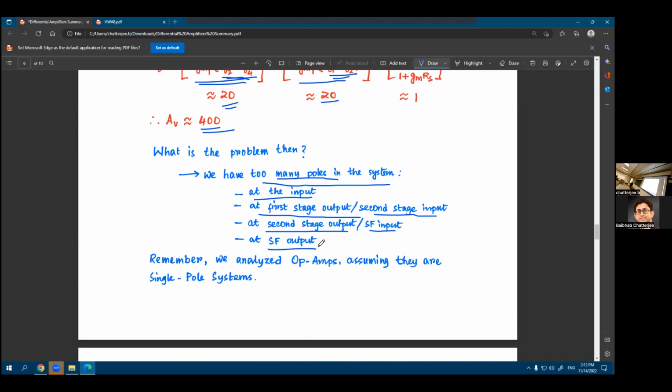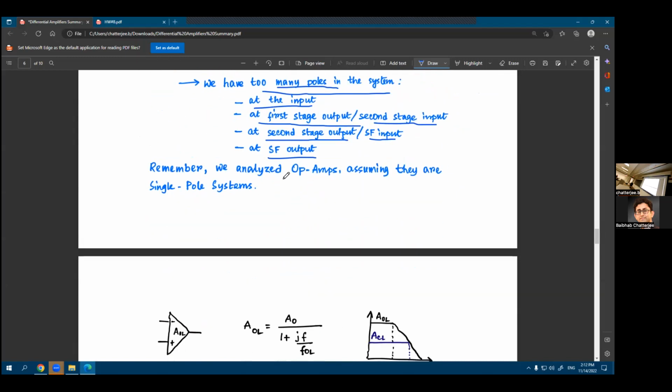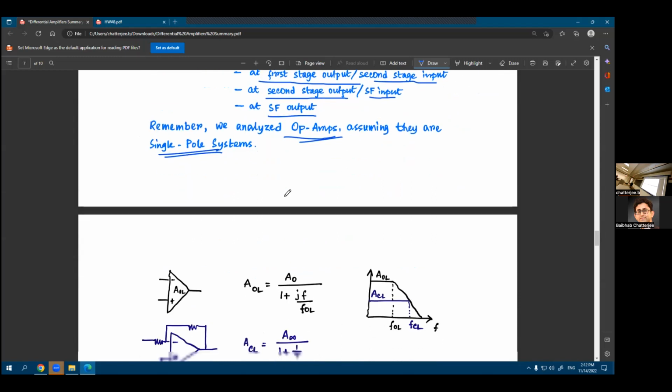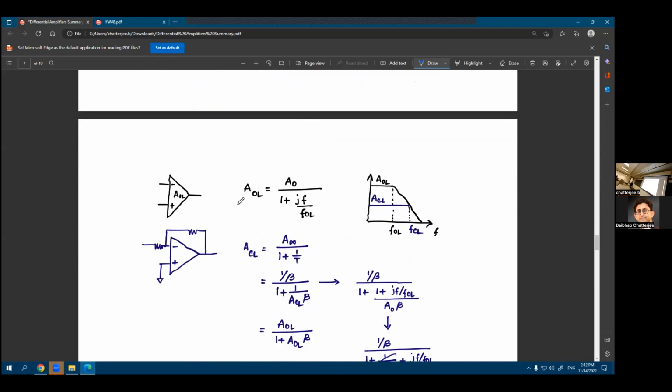And also there would be one pole at the source follower's output. But remember, when we were analyzing op-amps, we assumed that op-amps are single pole systems, right? That was our assumption when we were learning about op-amps. So we learned about the open loop gain and the closed loop gain of the op-amp, right?